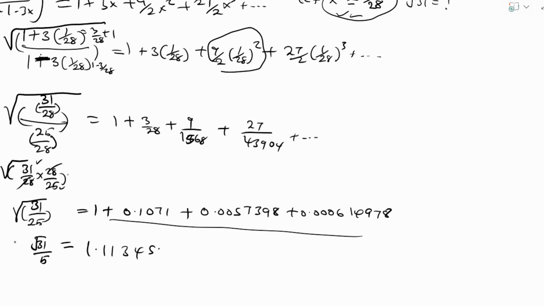Now, from our question, we were told to approximate the value of root 31. So, to get root 31, we shall multiply both sides by 5, so that 5 here cancels out, and root 31 becomes equal to this one times 5, which is approximately 5.5673. This is how we go about such a problem.